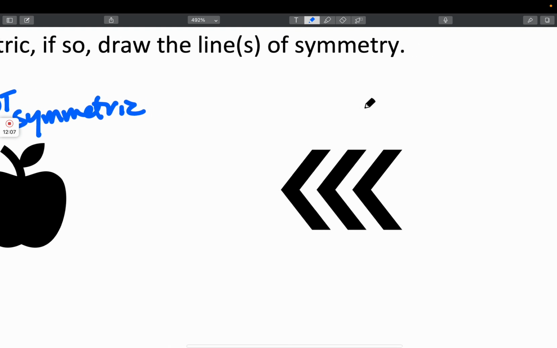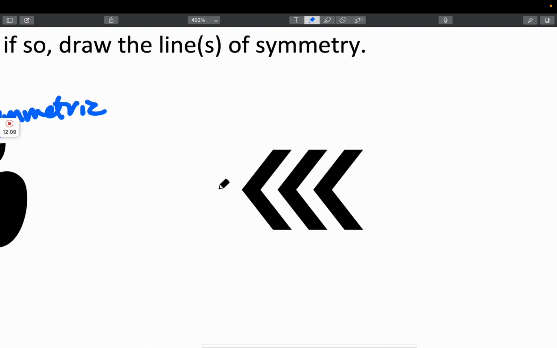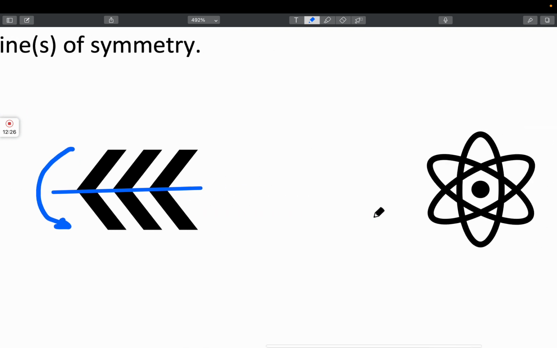All right, how about our three arrows here? Looks like if I could draw this horizontal reflection line in there, that would be a good reflection line. Okay, so anything up here on the top can be reflected over that reflection line. So this has one line of symmetry.